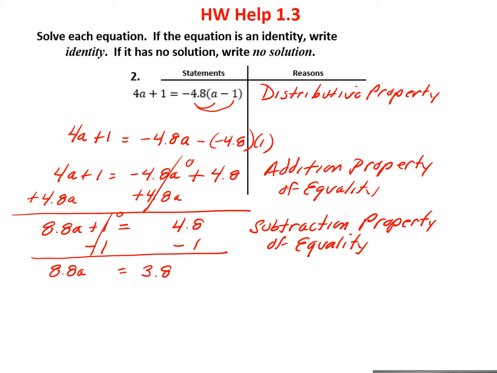Okay. Then in our next one, to undo 8.8 times a, the opposite of multiplying by 8.8 is to divide by 8.8. So we divide both sides by 8.8. 8.8 divided by 8.8 is 1, and leaves me a. And this is the multiplication property of equality.